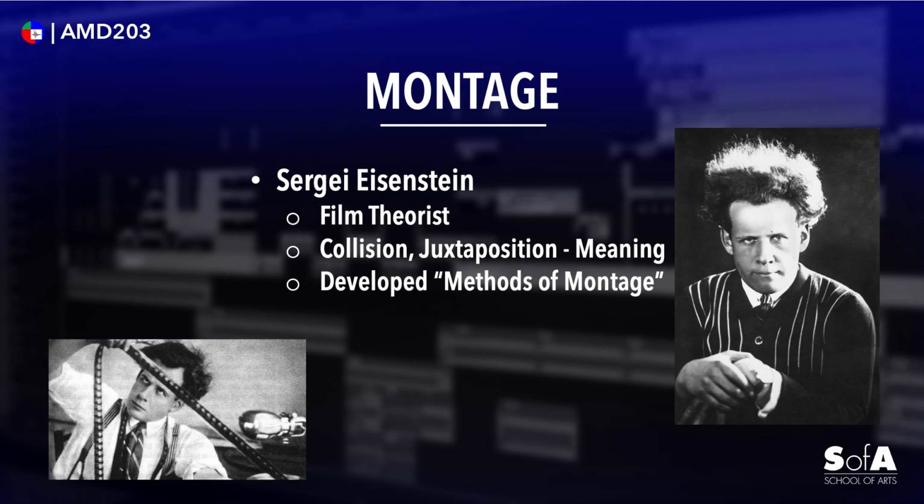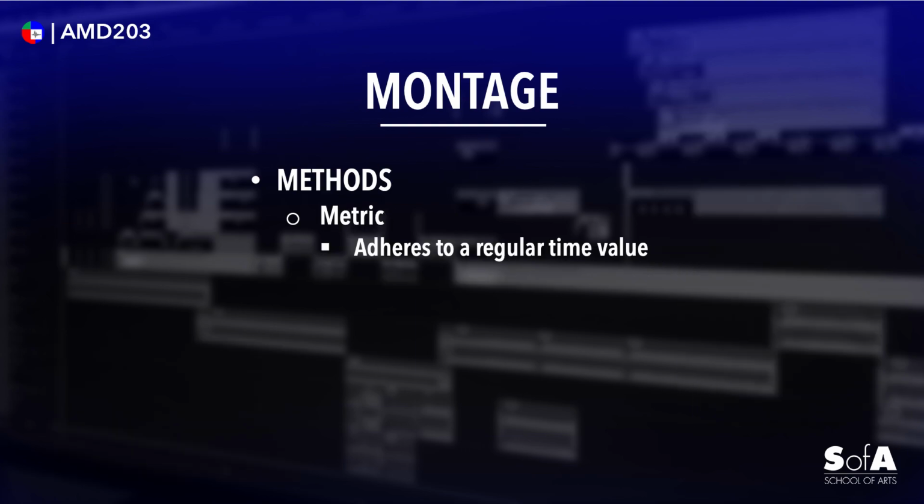So one of Sergei's most important achievements was his development of the methods of montage. And we're going to take a look at several of them right now. First of all, we've got metric. This is where edits are made at a regular time value. It could be a certain number of frames, a certain number of seconds, or even longer values. But the important thing is that the cuts occur at a regular time value, regardless of what's happening on screen. There's just going to be a cut no matter what.